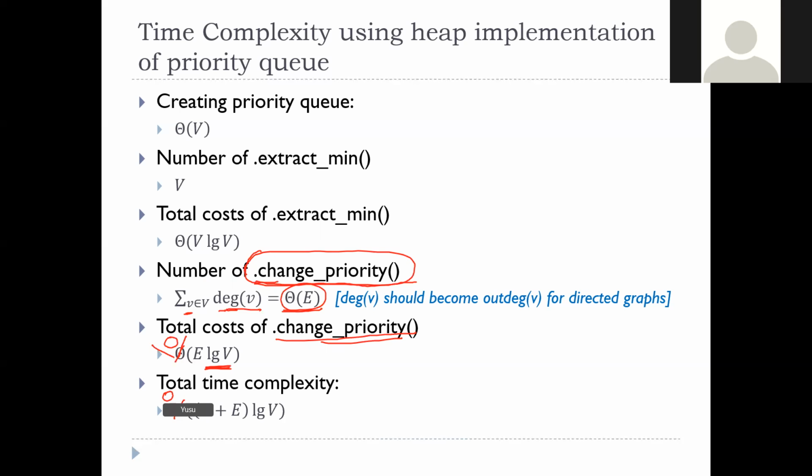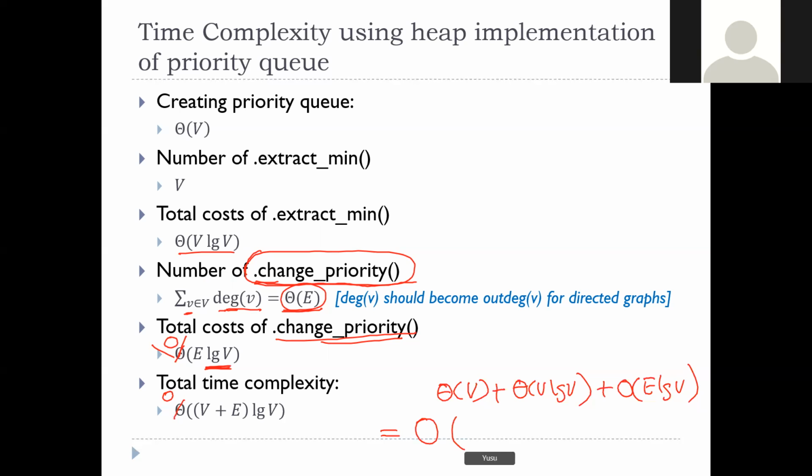So let's sum everything up. The total time complexity is: first, initialization takes time order of V, and the total cost of extract min takes V log V, and the total cost of change priority is E log V. So the total time is big O of V log V plus E log V, which is big O of (V plus E) log V. So this is the time complexity of Dijkstra's algorithm, okay?